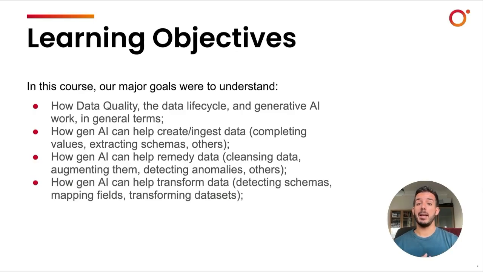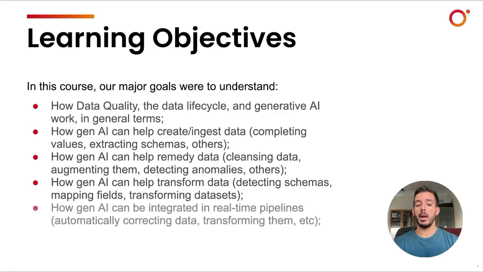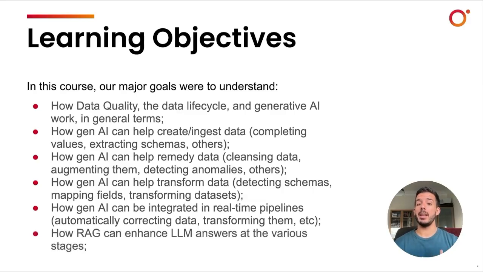Or how GenAI can help transform data, right? Detecting schemas, mapping fields, or transforming datasets. Or how GenAI can be integrated in real-time pipelines themselves, right? Automatically correcting data, transforming them, and so on, without you needing to ask a question of an LLM, copy-pasting the result, and doing this in an automated manner. Or, for example, how RAG can enhance LLM answers at the various stages. How you can use RAG and additional information to complete data, transform data, and a lot more.